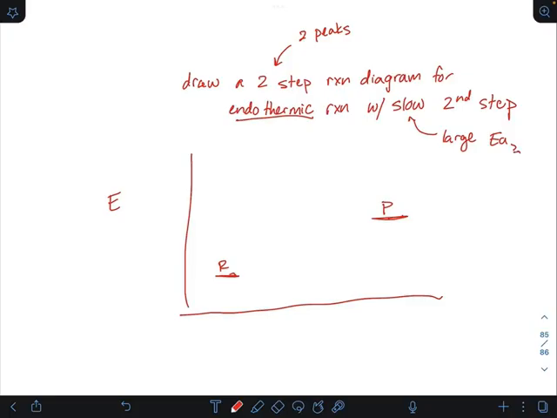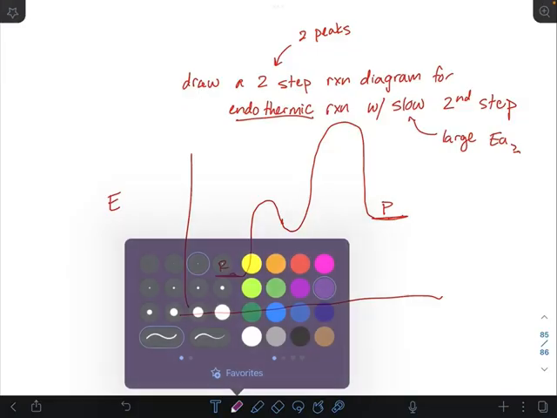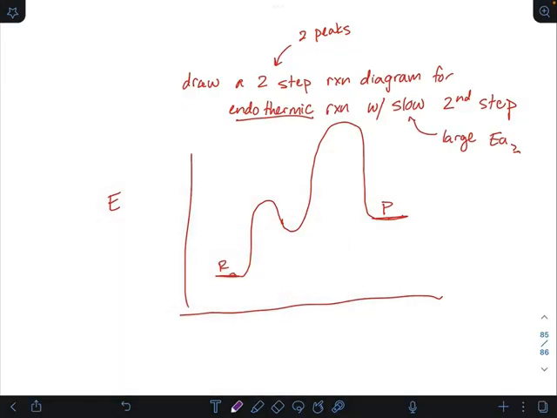So this is a common AP question. There are many ways you could do this. I might draw something really exaggerated. Actually, let me... like this. So it's endothermic, it's 2 steps, and we have a large second activation energy. The problem might then also ask in a dashed line, draw a catalyzed 1-step reaction.